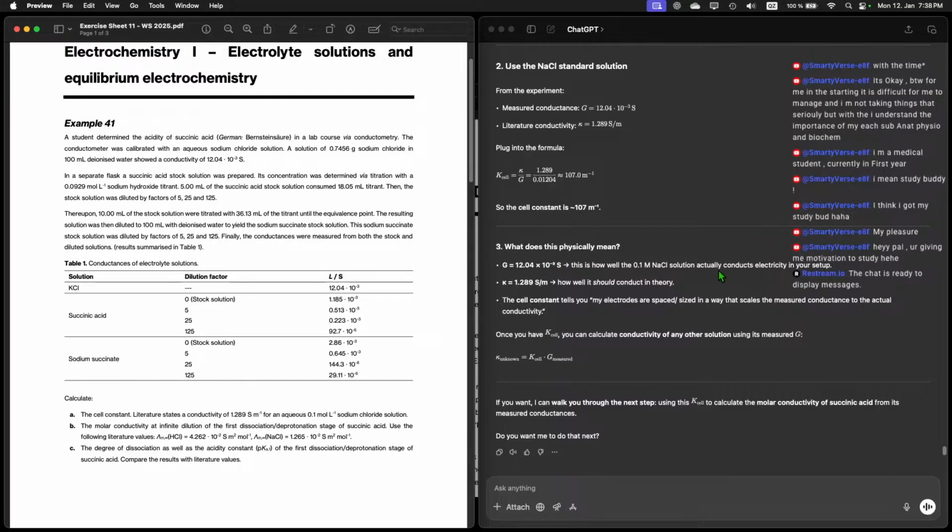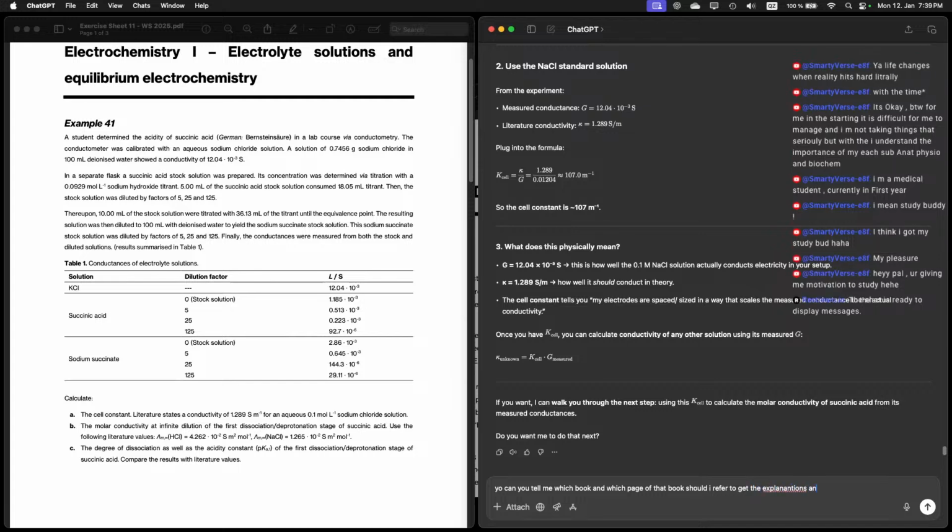What does it physically mean? Solution actually conducts electricity. And one of the worst things that I feel bad about is using AI. This stupid chatbot. I need to start referring to books. What I actually wanna do is ask, can you tell me which book and which page of that book I should refer to, to get the explanations and equations of this part.